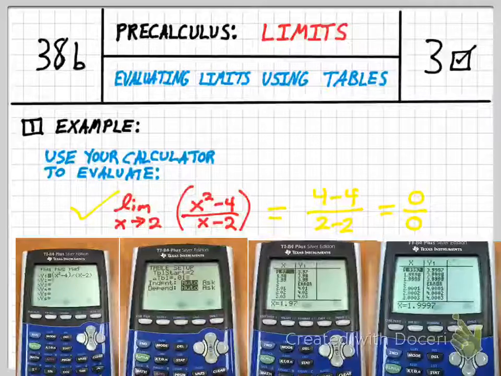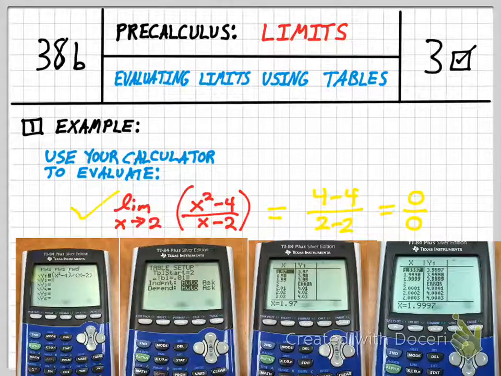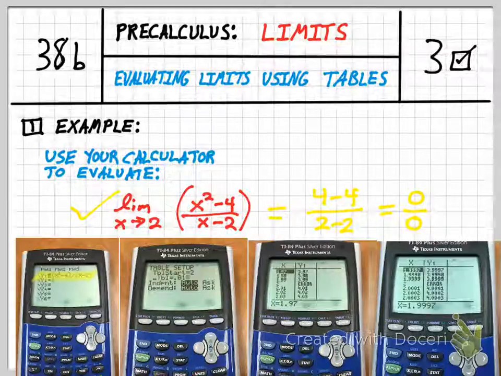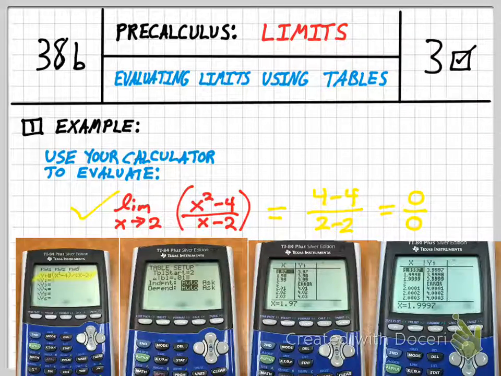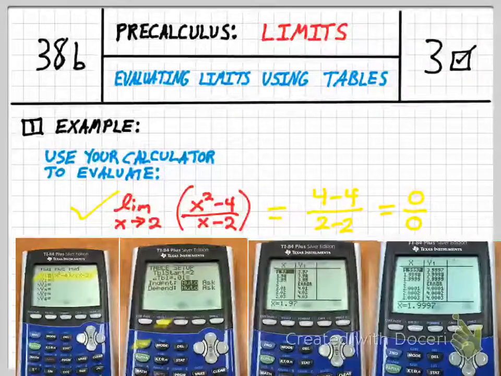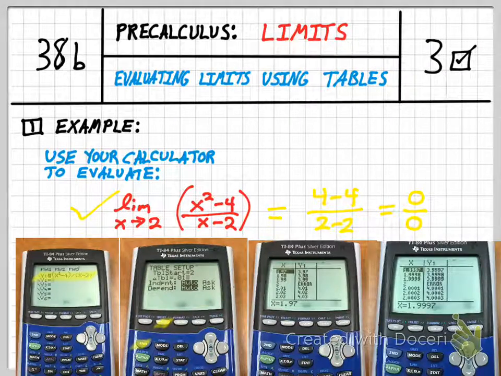All right, so there's a couple things we have to do to get started. One is to type the function that we're using into your y equals, as if you're going to graph it. Parentheses are important with rational functions, so make sure your entry matches mine there. The next thing is to set up our table. If you've never used the table feature on your calculator, the first thing you're going to do is hit the button second and the button window, and that will pull up your table setup.